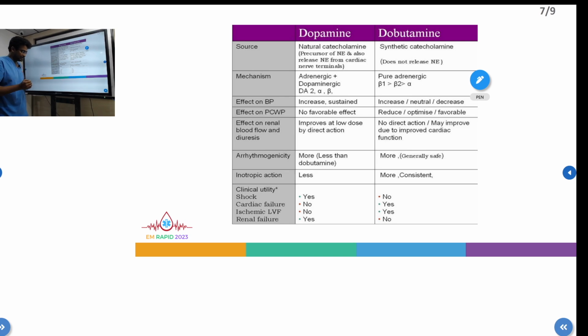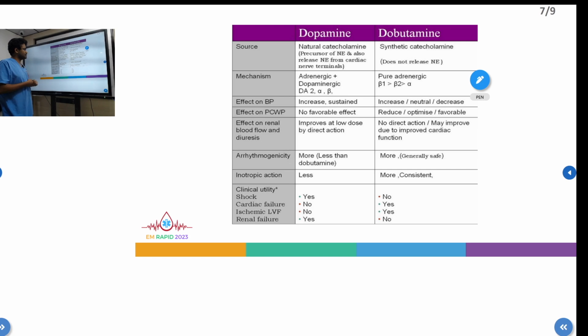Most of us confuse Dobutamine and dopamine, so we will differentiate between them. Dobutamine, as I already told, is a synthetic catecholamine, whereas dopamine is a natural catecholamine. The mechanism of action for Dobutamine is purely adrenergic, beta 1, beta 2 and alpha 1, whereas dopamine can have adrenergic and dopaminergic action, which occurs through the various dosage ranges.